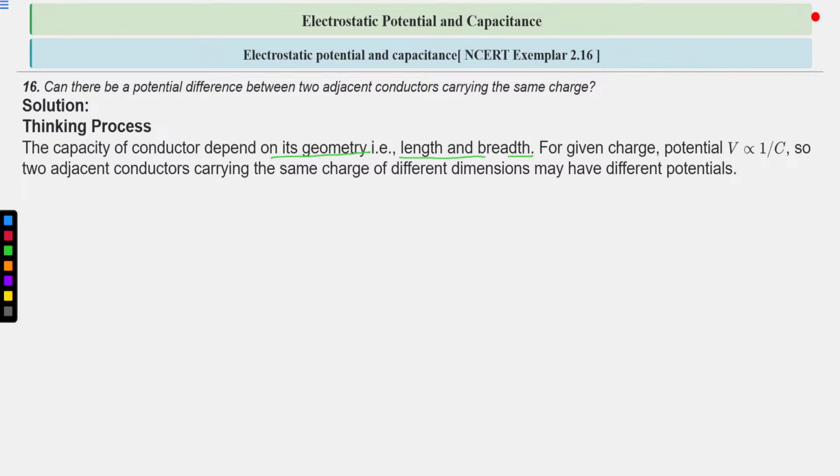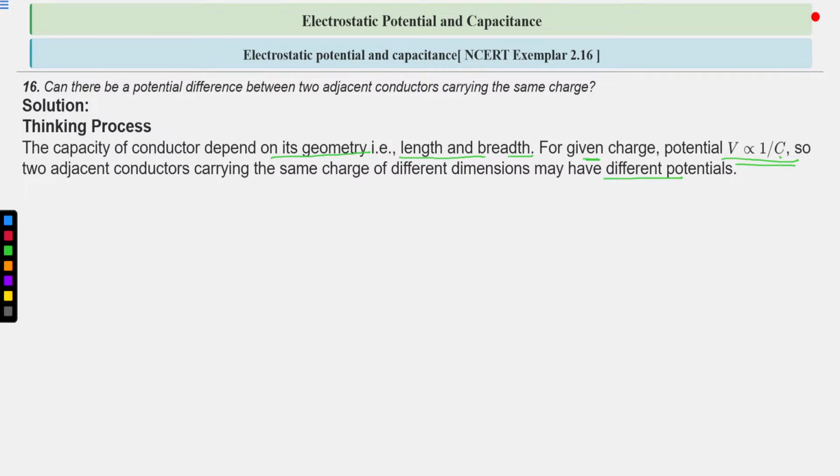For a given charge, potential is inversely proportional to the capacitance. We know that Q is equal to CV, so V is equal to Q by C. If we fix the charge, then V is inversely proportional to capacitance. So two adjacent conductors carrying the same charge may have different potentials, and it is dependent upon their capacity.